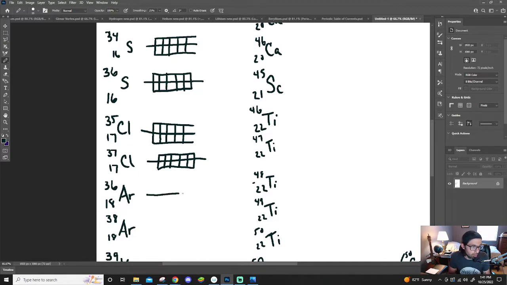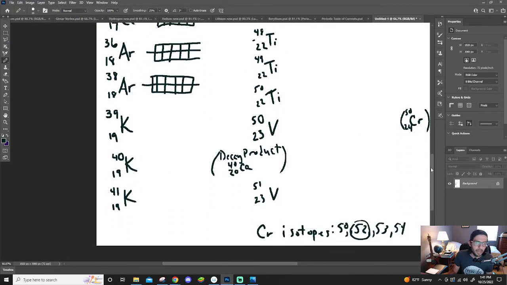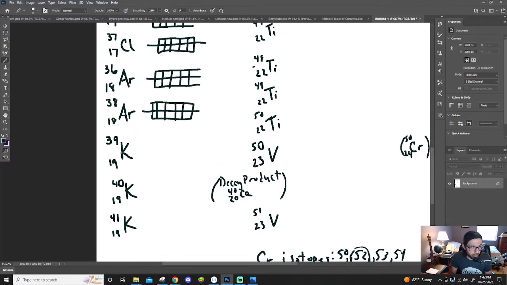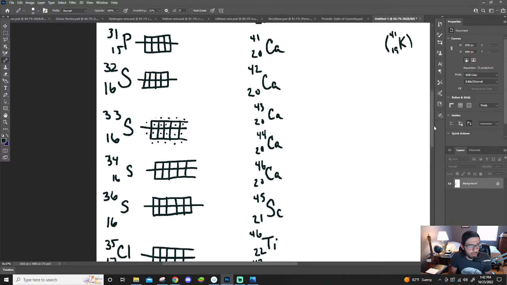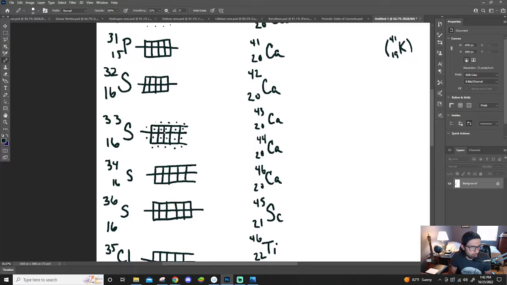So argon, again, same structure here and same structure here, where it's just filling in the end. Okay. Now again, we notice potassium does not have this structure. So this structure, even though it repeated 3 times, or 4 times? No, 3 times.